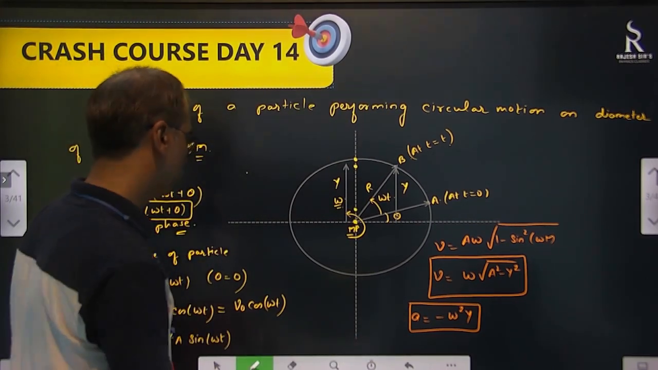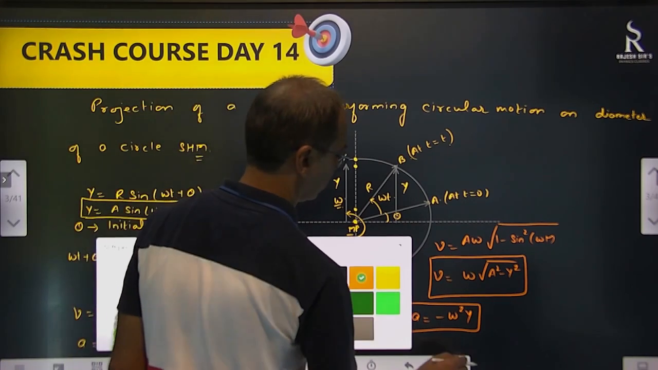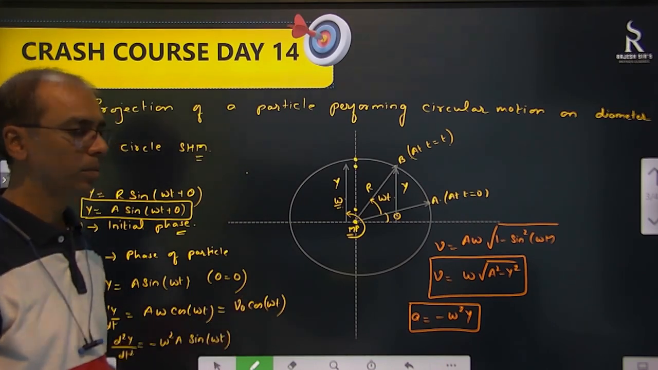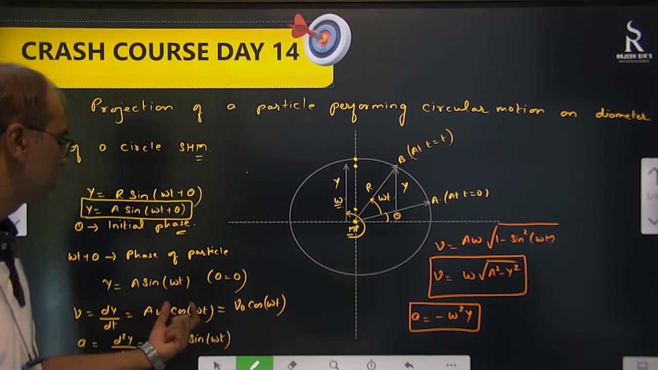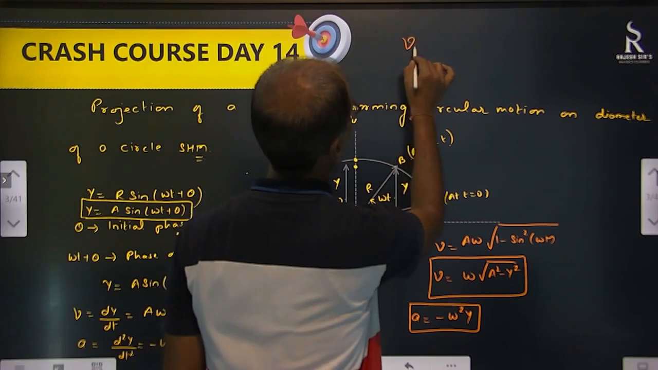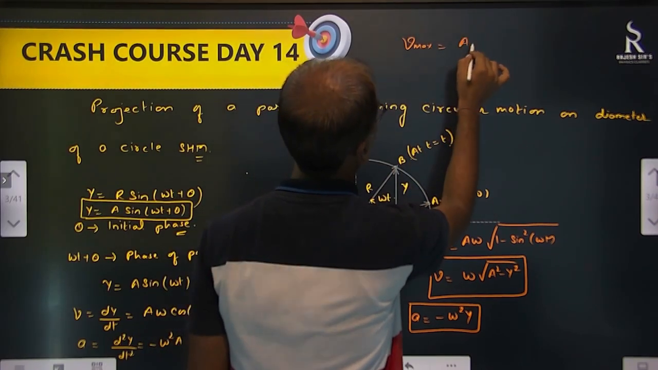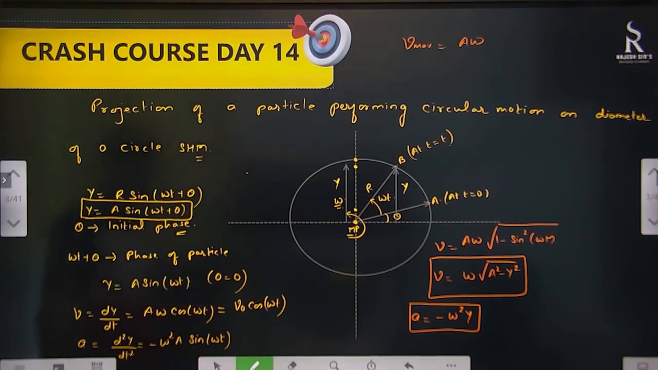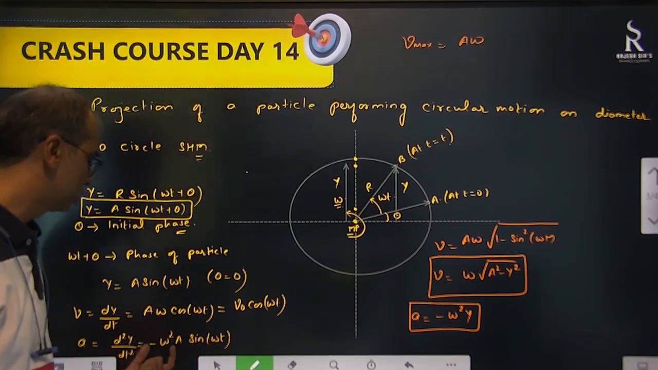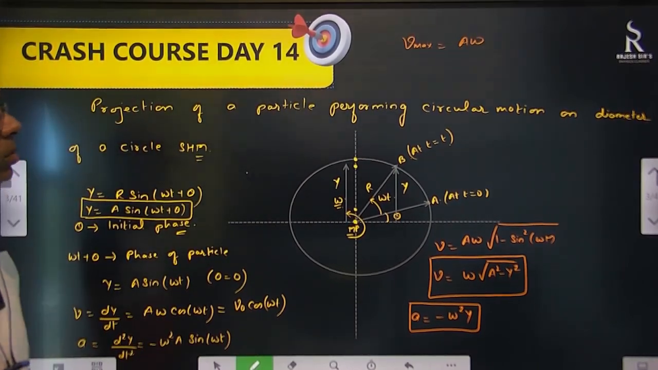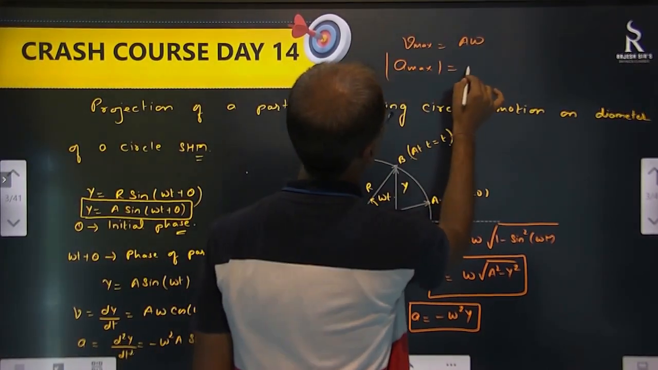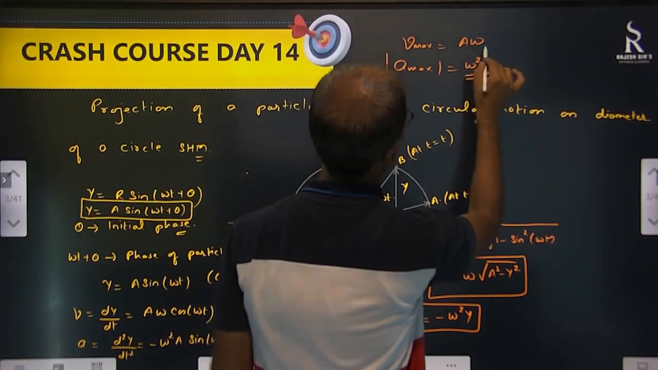Now we are talking about V max and acceleration maximum. So what is V maximum? V maximum is when this cos omega t becomes 1. So V maximum is actually a omega. In the same way, acceleration maximum will be there when sin omega t is 1. That means acceleration maximum will be minus omega square a, and its magnitude will be omega square a. This is the maximum value.